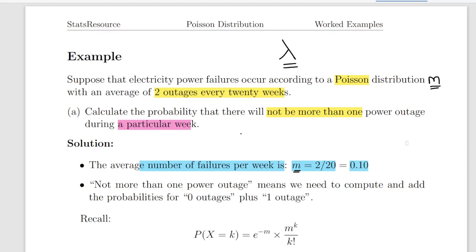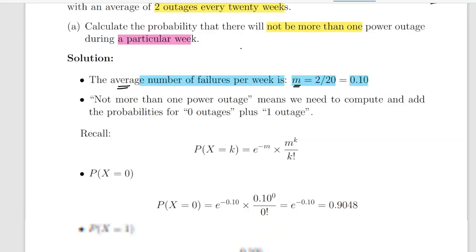Now, it's okay that that is a real number, like a fraction, 0.10, 1/10, when we are talking about an average. Obviously it won't happen that you get 0.10 occurring, but on average you could get that over 10 weeks, that you have 1 over 10 weeks, which would correspond to 0.1 for a particular week.